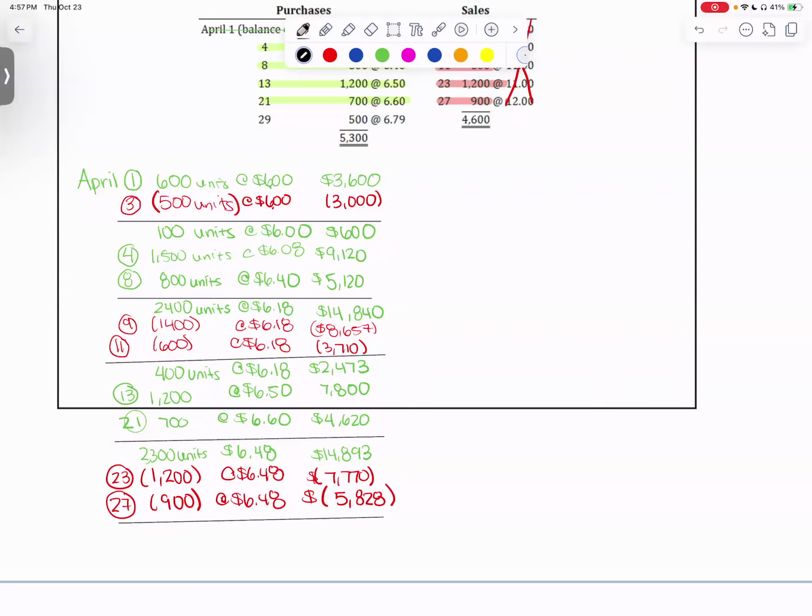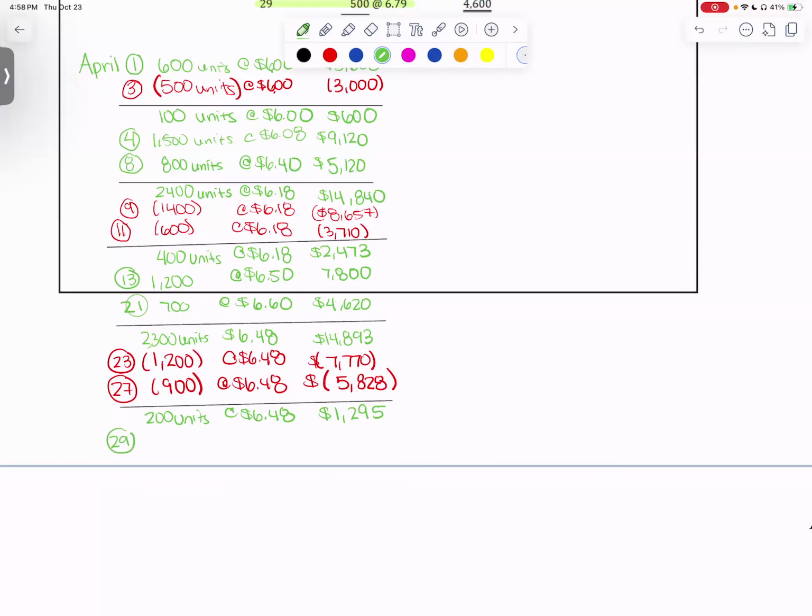After we make those 2 sales, we have a remaining inventory of 200 units valued at $6.48 with a total cost of 1,295. Then our last transaction related to inventory in this period is an additional purchase of 500 units on the 29th. So here we'll add 500 units at $6.79 for a total purchase price of 3,395.